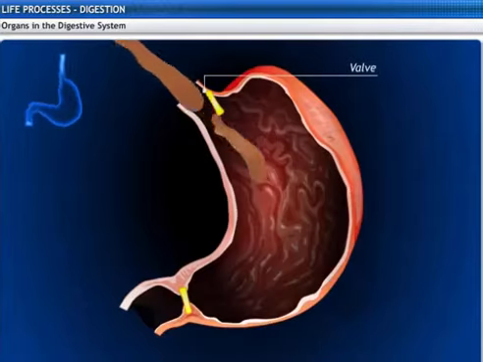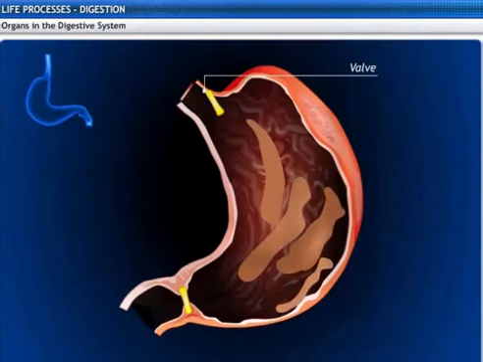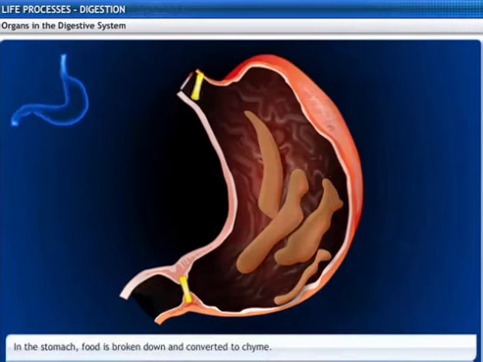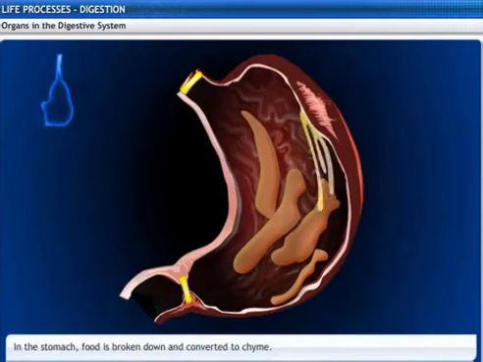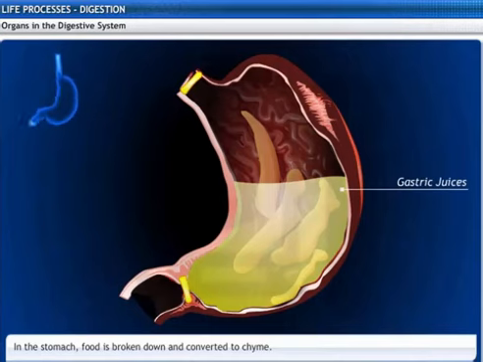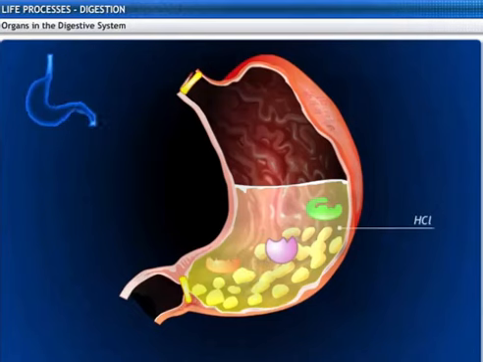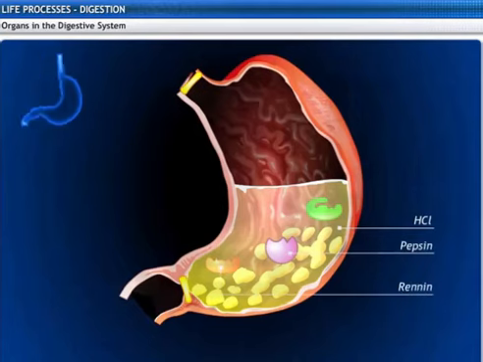At the end of the esophagus, a muscular ring allows the food to enter the stomach and then closes. The muscular walls of the stomach help in churning and mixing the food thoroughly with the gastric juices to break it into smaller pieces. These gastric juices contain chemicals like hydrochloric acid and enzymes like pepsin, renin, and lipase.